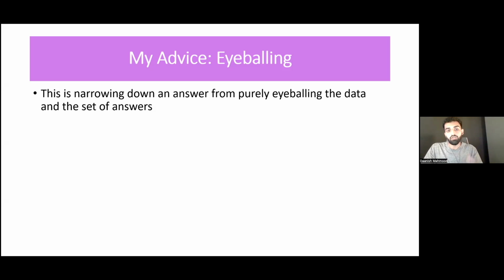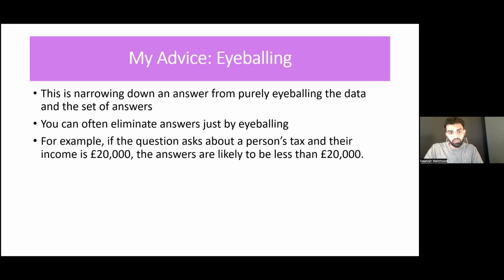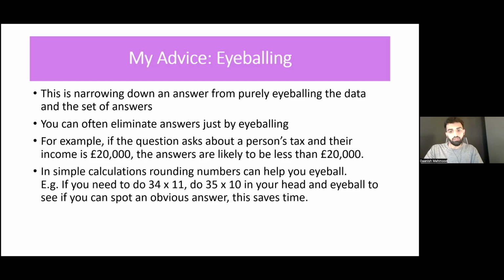And that saves you 5 or 10 seconds where you would be typing on the calculator and then checking the answer. You can eliminate answers just by eyeballing. So I've got an example here. For example, if the question asks about a person's tax and their income is £20,000, the answers are likely to be less than 20,000.